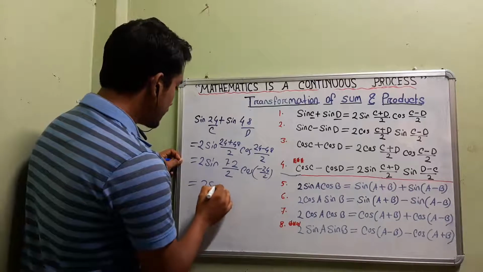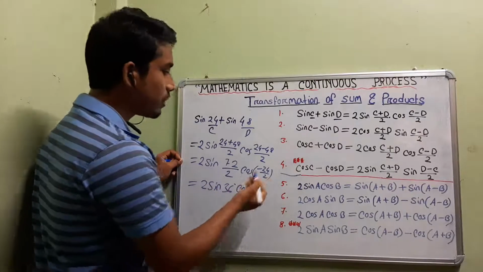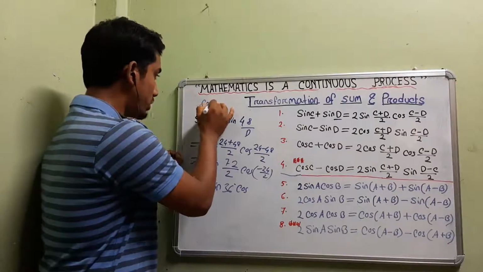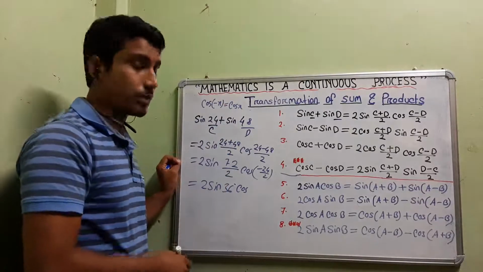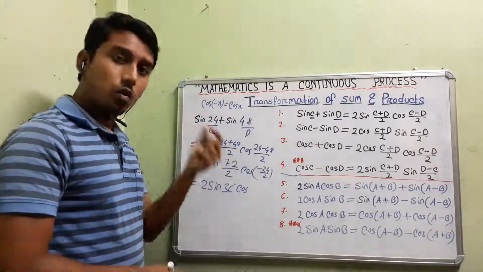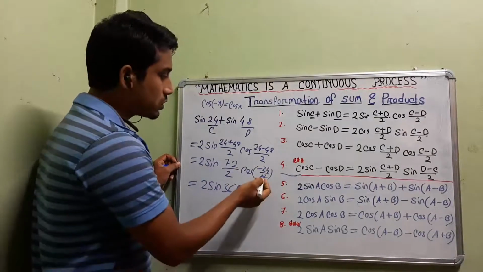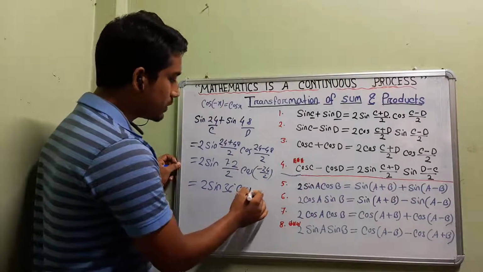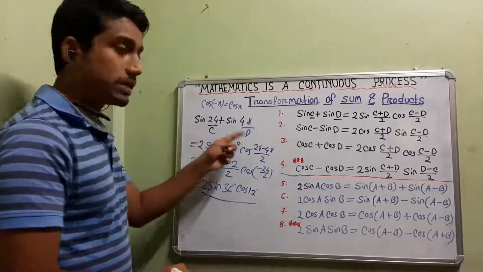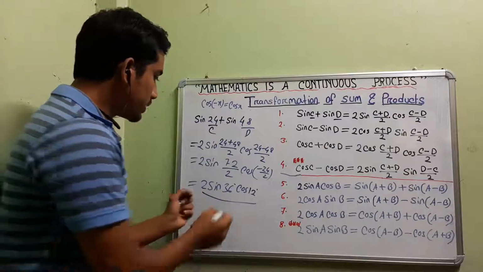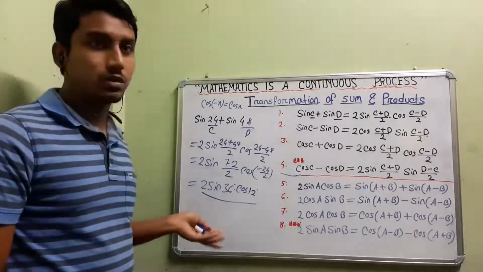So 2 sin 72 by 2 gives 36 degree, and cos of minus something we already know: cos minus x is equal to only cos x. We learned in the first topic that cos of minus something gives you only the positive value. So 24 divided by 2 gives 12 degree. In this way we have transformed sin c plus sin d into the product. Something product is there, isn't it? So in this way we have transformed the sum into the product. So that is the topic.